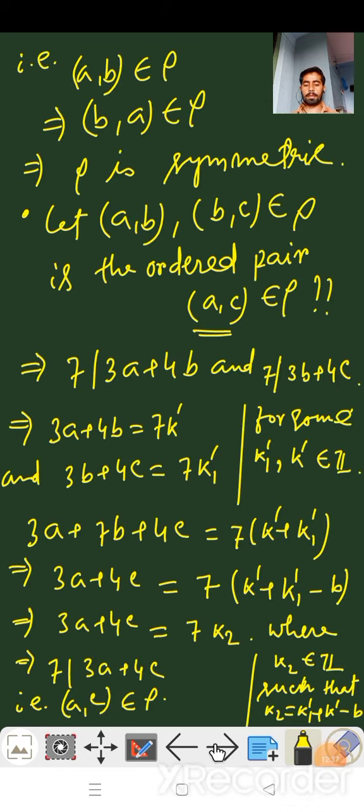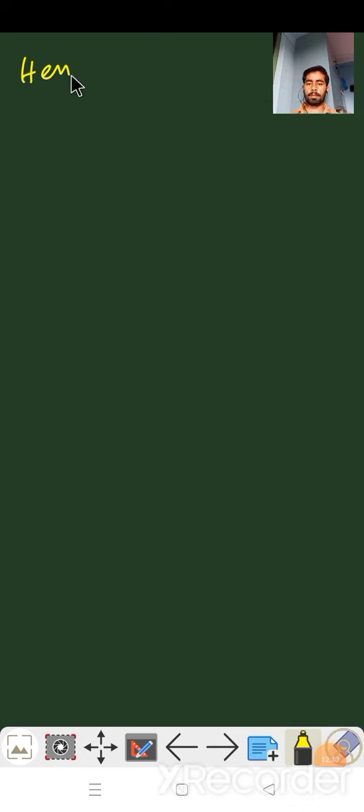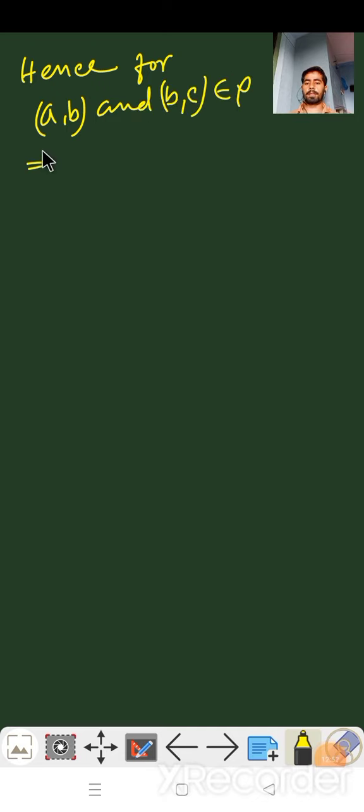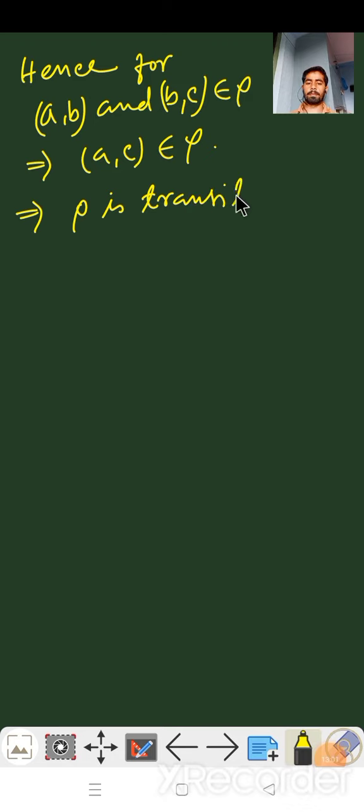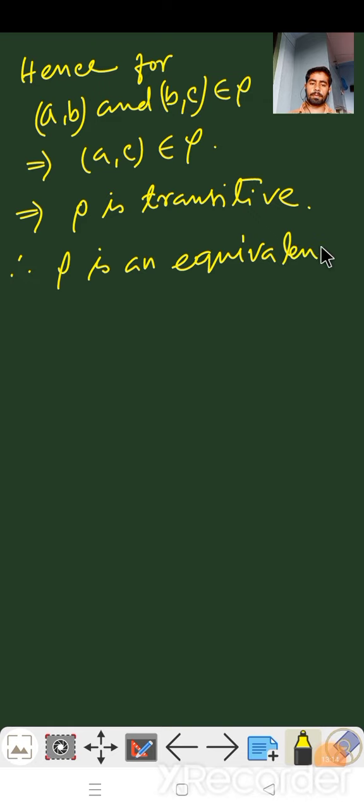Hence, we can conclude that (a, b) and (b, c) belonging to rho implies that the ordered pair (a, c) also belongs to rho, which implies that rho is transitive, and therefore rho is an equivalence relation on Z.